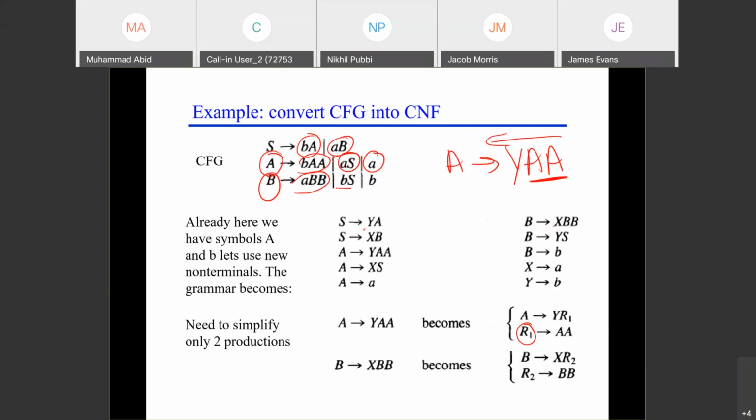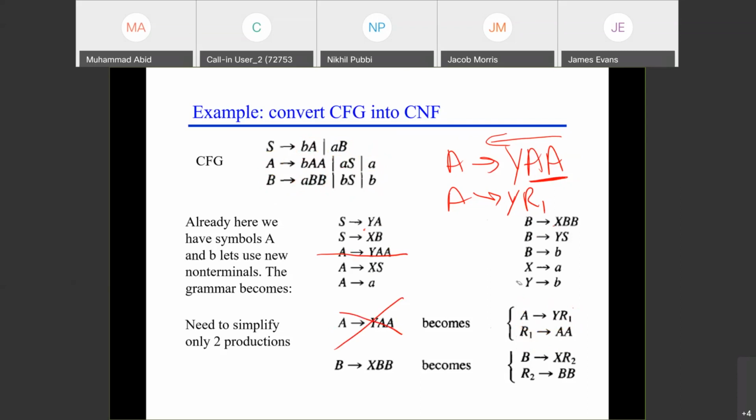So we can also do this. We have this AA, and this AA can be replaced by R1. If AA is replaced by R1, what will this production rule look like? YR1. So we add this production rule and replace this AA by R1, and delete the old one. So now we delete this production rule in our grammar and add these two production rules in place of it.